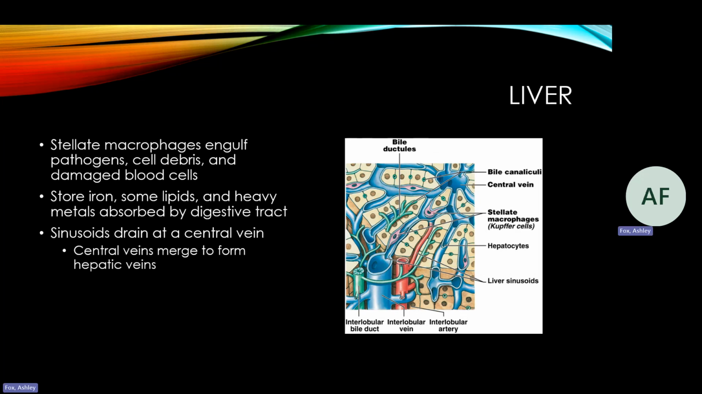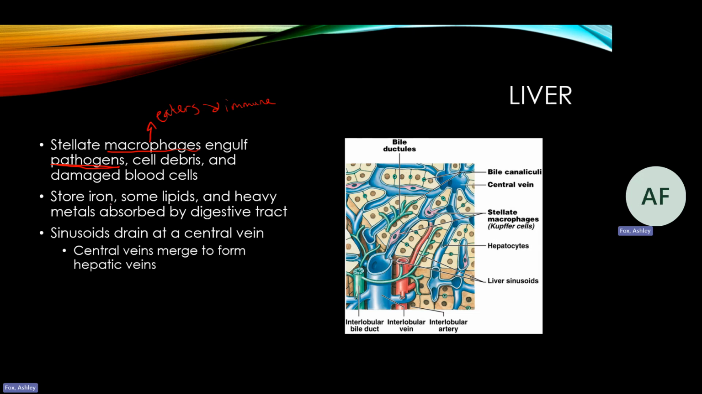We also have stellate macrophages. We've heard about macrophages a bunch. These guys, again, are going to be the eaters. So they eat anything. If there's damaged cells, if there's damaged blood cells, if there's something nasty in there, like a pathogen, then these are going to help. So these are eaters, part of the immune system.